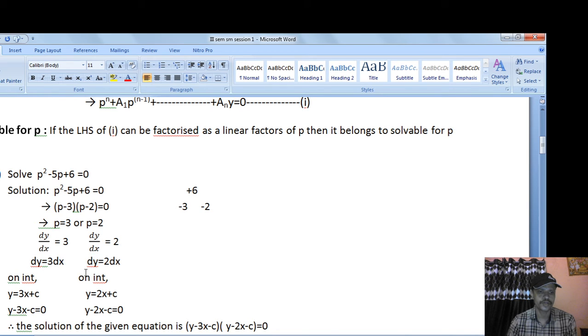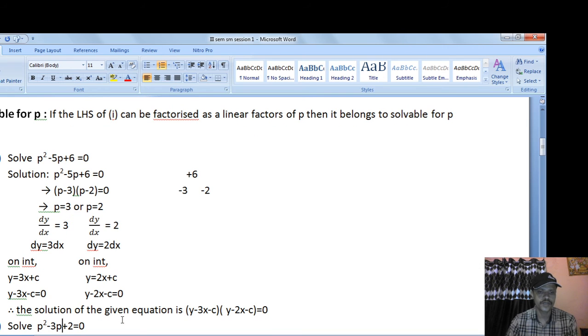Separate the variables: dy is equal to 2 dx. On integration, y is equal to 2x plus c. Bring these to the LHS: y minus 2x minus c is equal to 0. The solution of the given equation is like this.